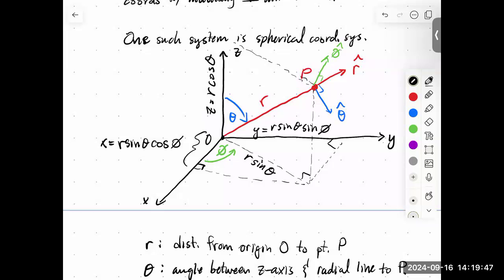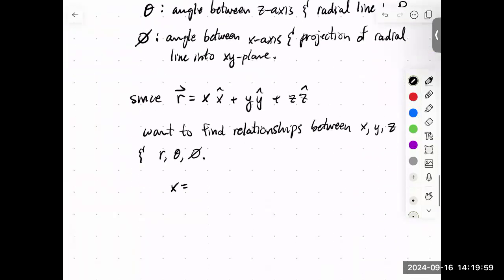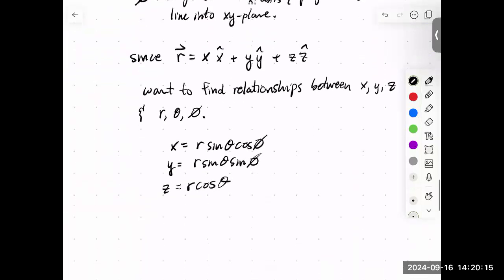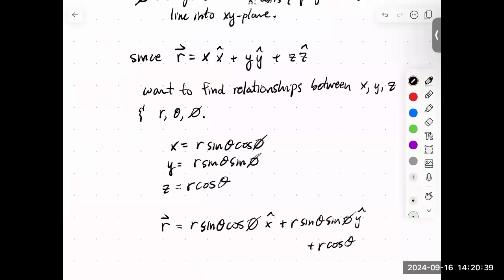Okay, and so there's all of our expressions x, y, and z written in terms of our spherical coordinates r, theta, and phi. So we have x is equal to r sine theta cos phi. y is equal to r sine theta sine phi, and z is equal to r cos theta. Okay, and so that means that we could write our position as r sine theta cos phi x hat plus r sine theta sine phi y hat plus r cos theta z hat.